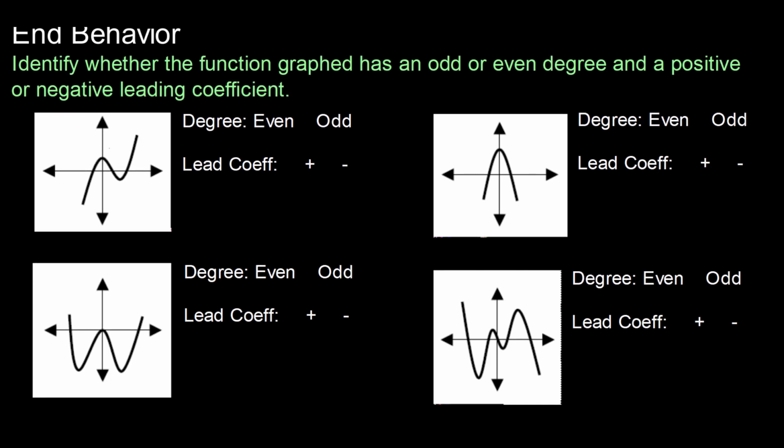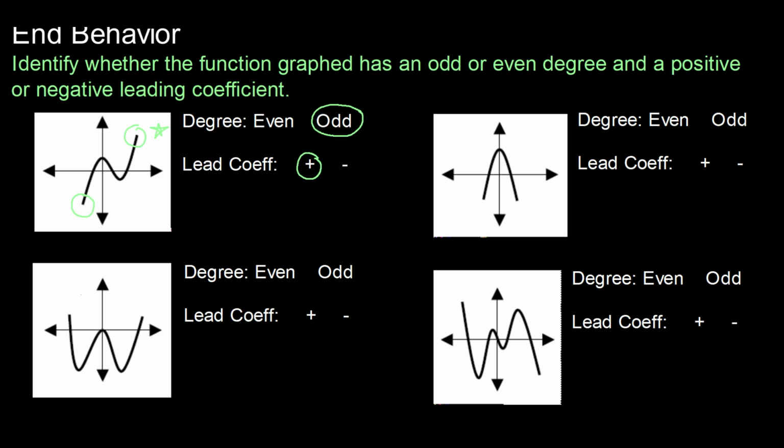So let's start over here in the top left. Looking at my end behavior, I have down on the left and up on the right. So since those are opposite, I know that I have odd degree. And for lead coefficient, look at what's going on at the right. So since we're going up, that must mean we have a positive lead coefficient. So this polynomial would have a positive lead coefficient with an odd degree.